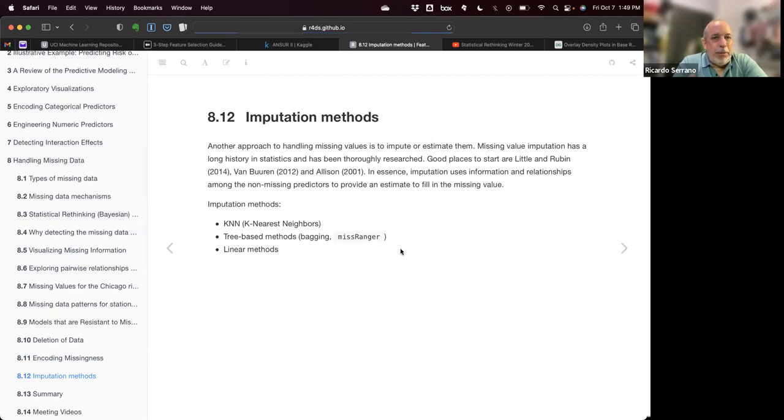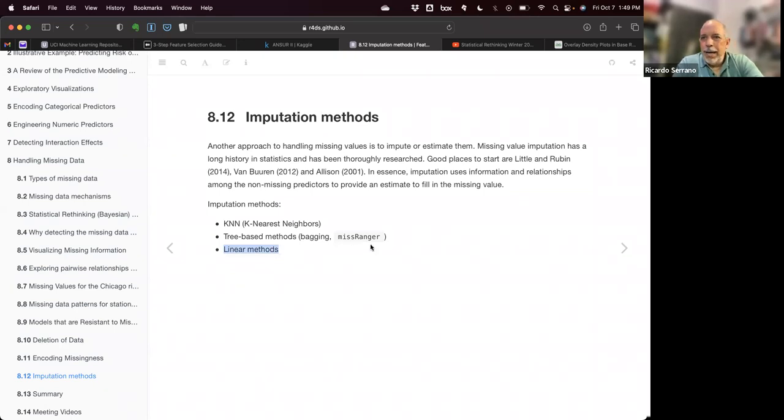Okay, so in the imputation methods, we talk about the traditional ones, the general ones: the median, the mode, the mean. We're not trying to use them, because they introduce bias to the data. And then there are the KNN. There are some tree-based methods. Bagging is in tidymodels, and also MissRanger, which I use quite a bit. And also linear methods, okay, mice.